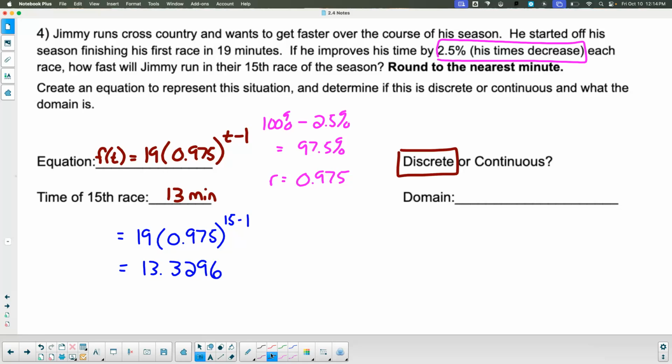And the domain would be the natural numbers because he wouldn't have a time for race 0. So we don't need to include 0 in this one.